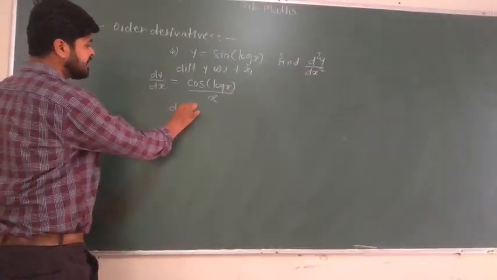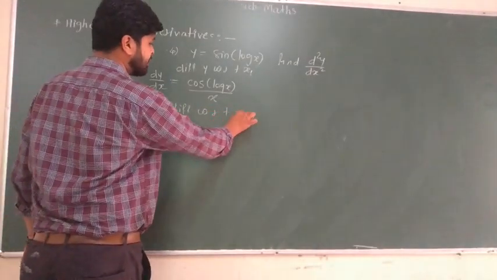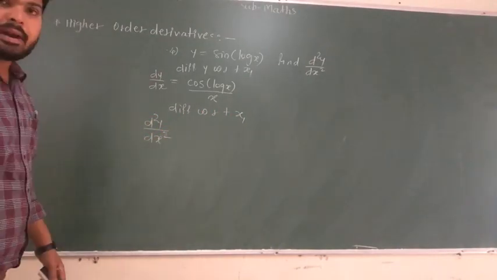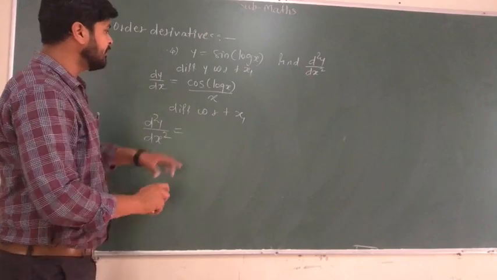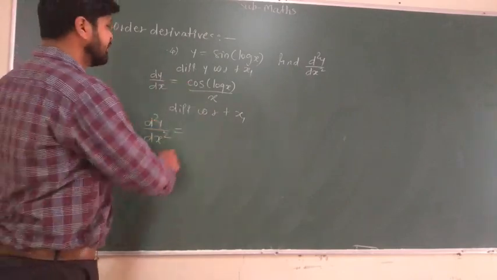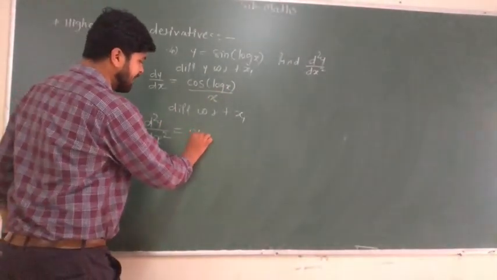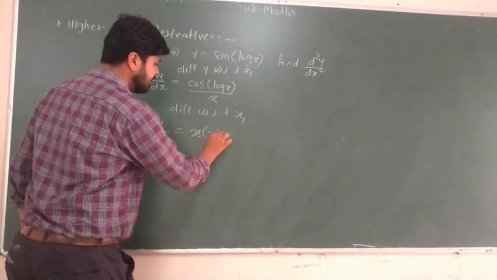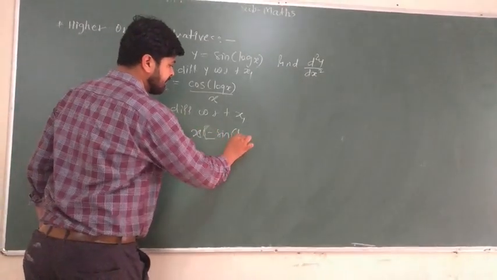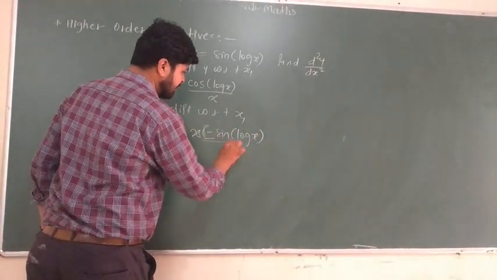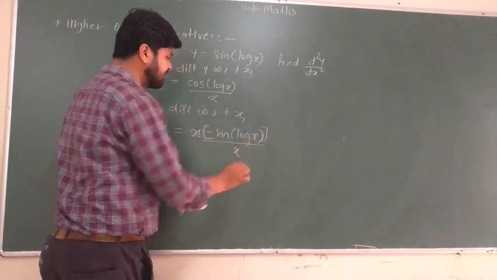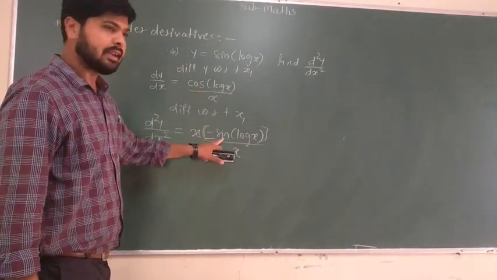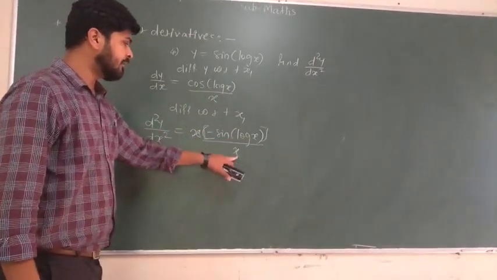Now if I differentiate again with respect to x, then its second derivative is d2y by dx square. Then here we have to apply u by v rule. This is your u, this is your v. So v as it is, derivative of u, derivative of this cos is minus sine into log x upon x. This x is what? It is the derivative of log x. Derivative of cos minus sine, derivative of log 1 upon x.